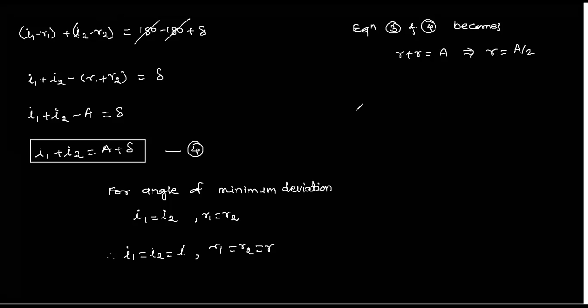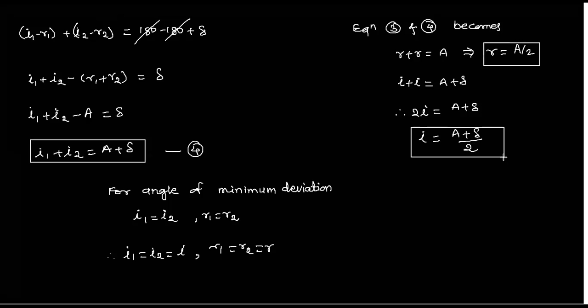Next one, you see this one. I plus I here, I plus I is equal to A plus delta, and therefore 2I is equal to A plus delta. That implies I is equal to A plus delta by 2. This is what you got. Now you got the I value, you got the R value. Yes, R value you got here, I value you got here.